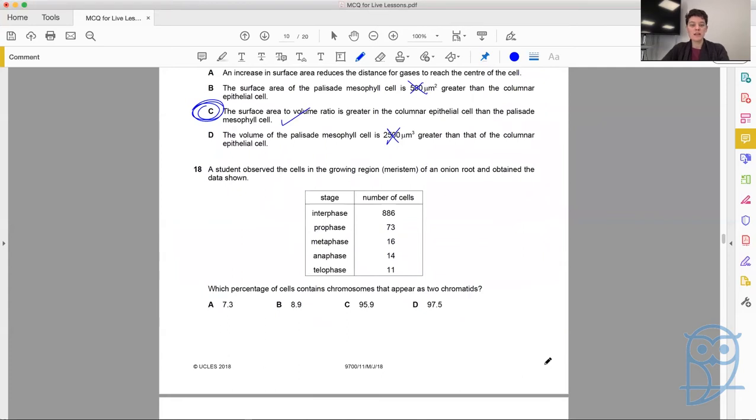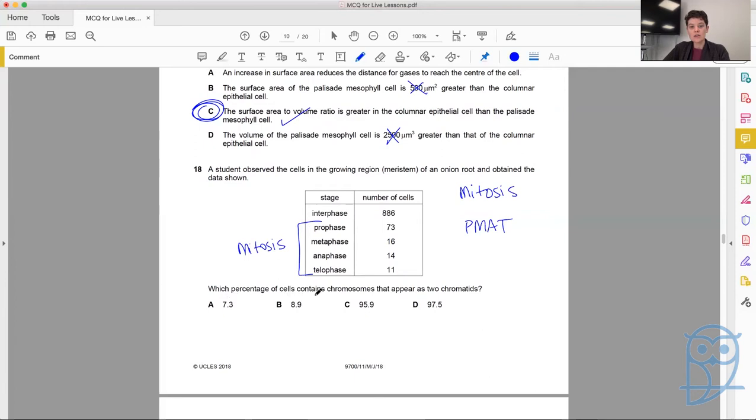So we're moving from cells into something slightly different. A student observed the cells in the growing region, the meristem, of an onion root and obtained the data shown. Interphase, prophase, metaphase, anaphase, telophase. So now we've moved into mitosis. So mitosis is PMAT: prophase, metaphase, anaphase, telophase. And interphase are the cells that are just going about doing their job, growing, functioning, they're not actively dividing. When we get into the nuclear division, that's when we get prophase, metaphase, anaphase, telophase.